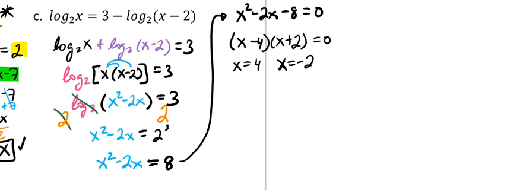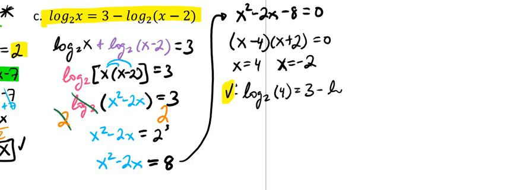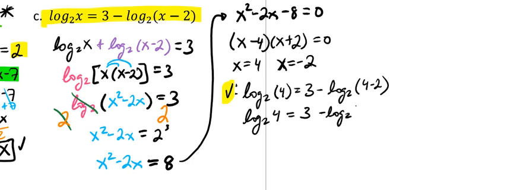And now I just need to check them and go, does it work or does it not work? Because they don't always work. So I've got to check them. So I'm going to plug it back into my original equation. So way up here, I'm plugging it back into my original. That's where I'm doing the checking. So I'm going to have the log base 2 of 4 equals 3 minus the log base 2 of 4 minus 2. So the log base 2 of 4 equals 3 minus the log base 2 of 2.